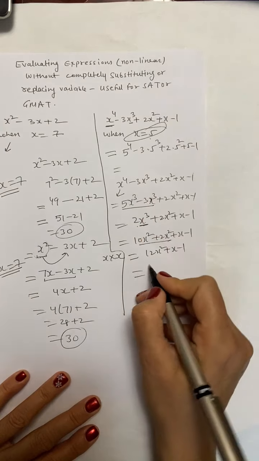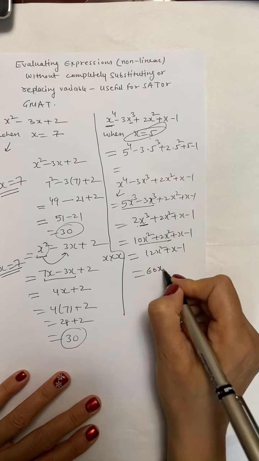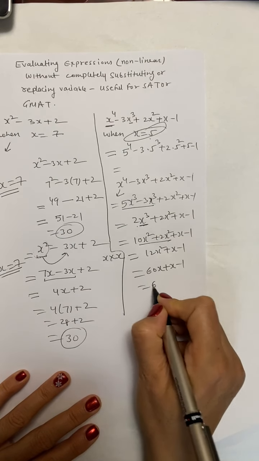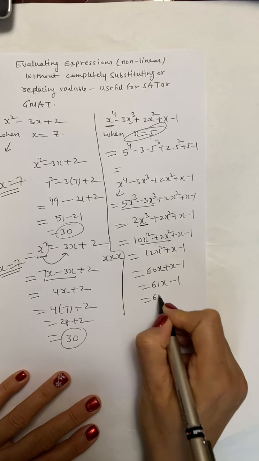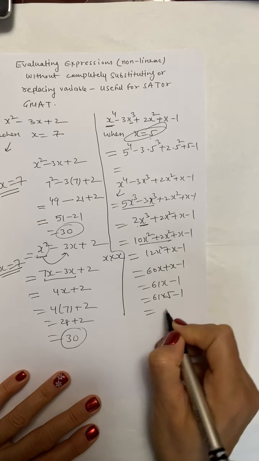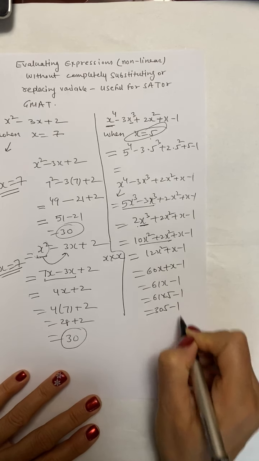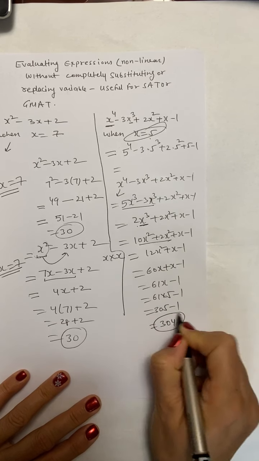And now again, x is 5. So this gives me 60x plus x minus 1, 61x minus 1. And now I will replace x by 5, and I get this as 304.